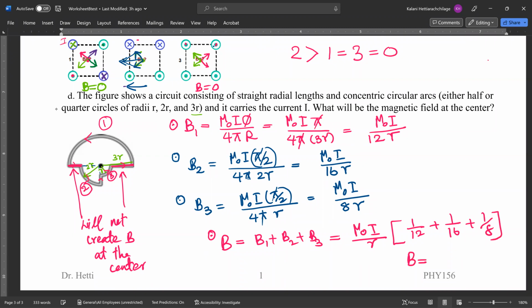It did not ask you to calculate a number, it asked you to calculate by using just the given variables, right? So 1 over 12 plus 1 over 16 plus 1 over 8 is 13 over 48. 13 over 48 times mu naught I over r. Okay. Direction is outward direction. Okay, so that's it for this worksheet.